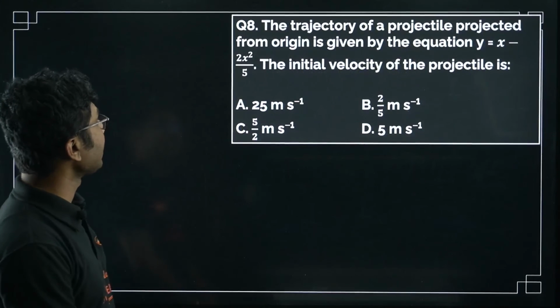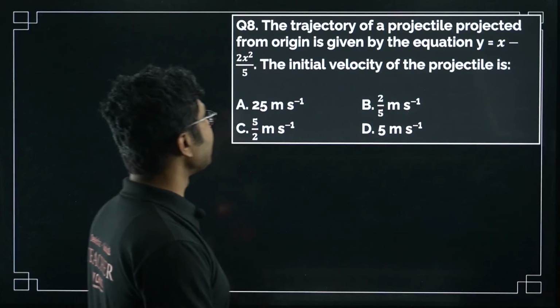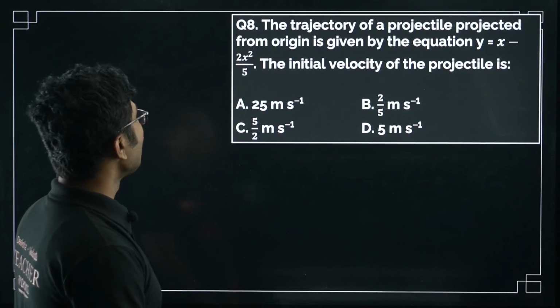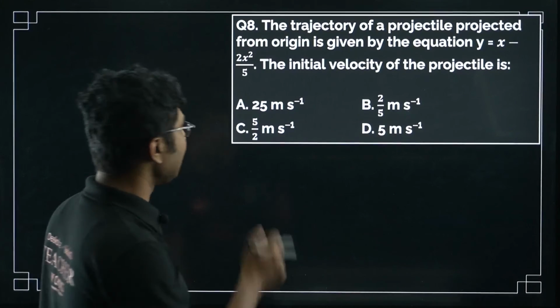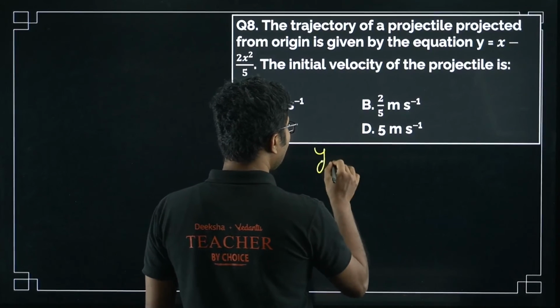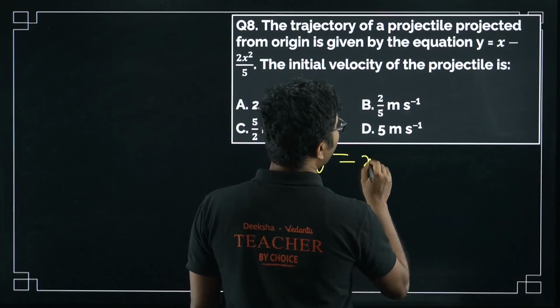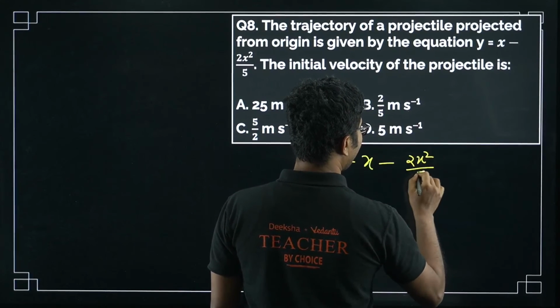Now next question: the trajectory of a projectile projected from origin is given by the equation y is equal to x minus 2x square by 5. The initial velocity of the projectile is? So the projectile motion is represented by y is equal to x minus 2x square by 5.